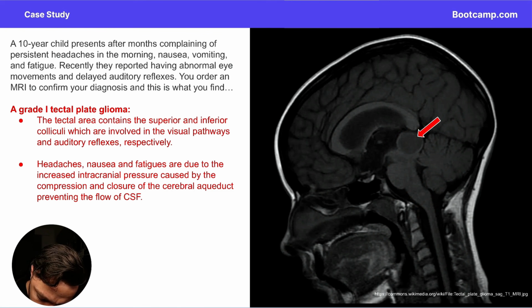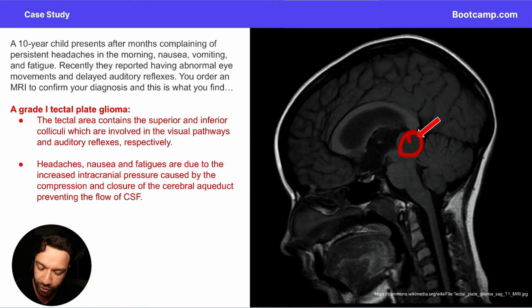Let's look at our midbrain. Here, that would be the cerebral peduncle. If we move back, can we identify the inferior and the superior colliculi? Well, I see a little bit of an inferior colliculus right there. And then right here, we have this massive tumor, or what is known as a grade 1 tectal plate glioma. This is occurring in the tectum of the brainstem, and it's interfering with the superior colliculi involved in eye movements, as well as the inferior colliculus involved in auditory reflexes. And if you remember, just anterior to that tectal area, we have the cerebral aqueduct, which is shunting cerebrospinal fluid from our third ventricle into our fourth ventricle.